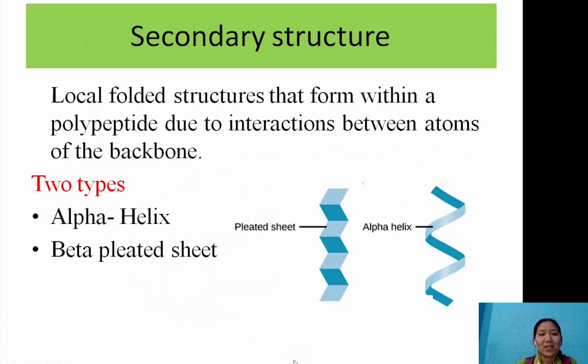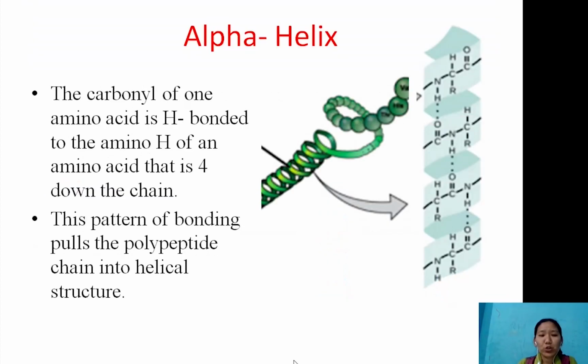So next is secondary structure. Secondary structure is formed by the folding of the polypeptide chain due to the interaction between the atoms of the backbone. These are of two types, alpha helix and beta pleated sheet. Let us look at this. In alpha helix, it forms a curled, or you can say helical structure, like a curled ribbon.